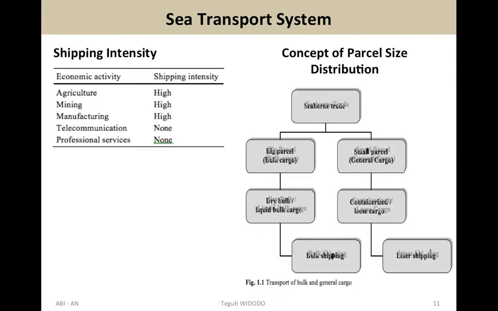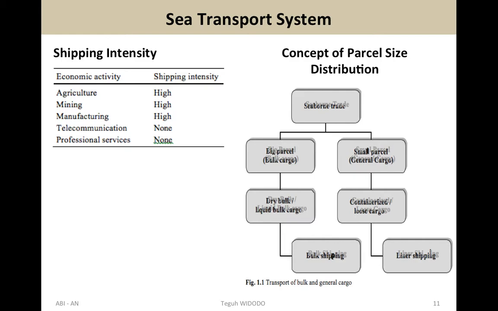And the last one is emerging countries can afford imports as their cargoes to export. Okay, and then in the subchapter, sea transport system, we can know in this table about shipping intensity. In economic activity, there are activities like agriculture, mining, manufacturing, telecommunication, and professional services. And if we relate to shipping intensity, the sectors of agriculture, mining, and manufacturing have a high level.